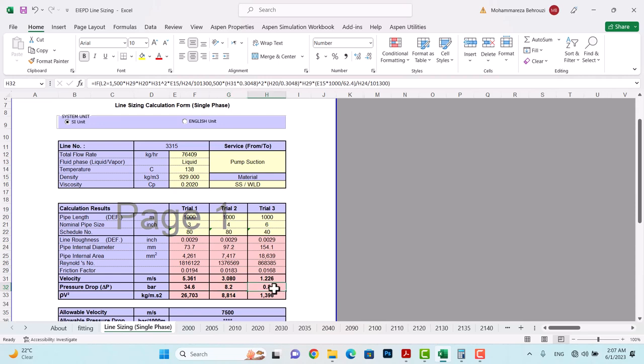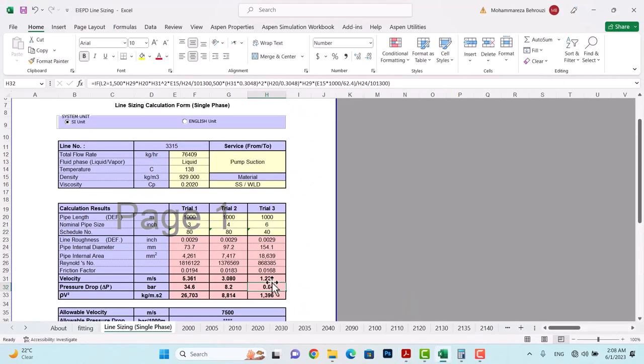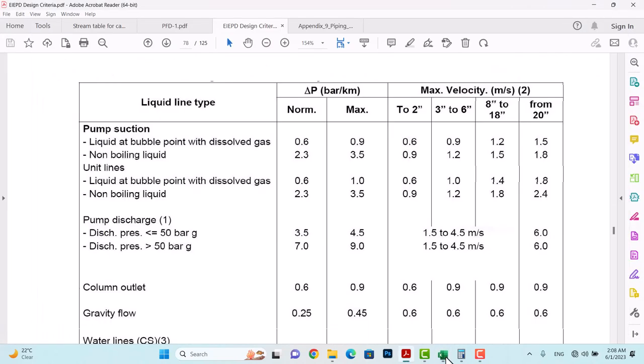The pressure drop is good because it is lower than this value, but the velocity is a little more than this value. You might say that it is also acceptable, because it is only a little more than this value, but we want it to be more relaxed. It is too critical. So we select 8 inches.